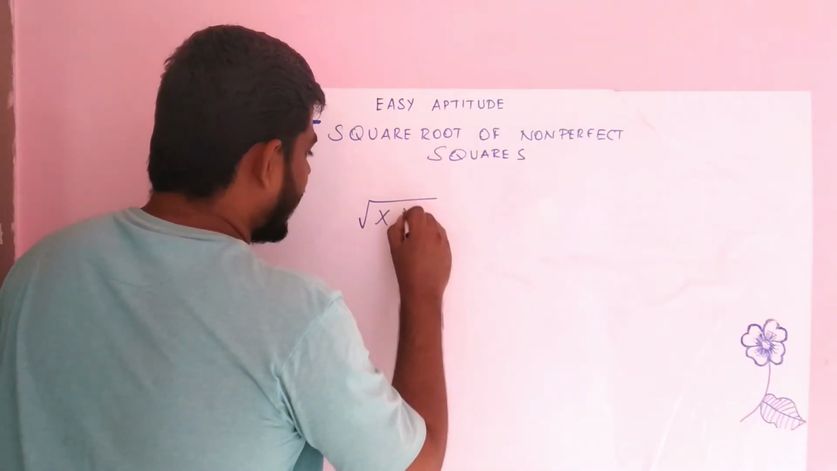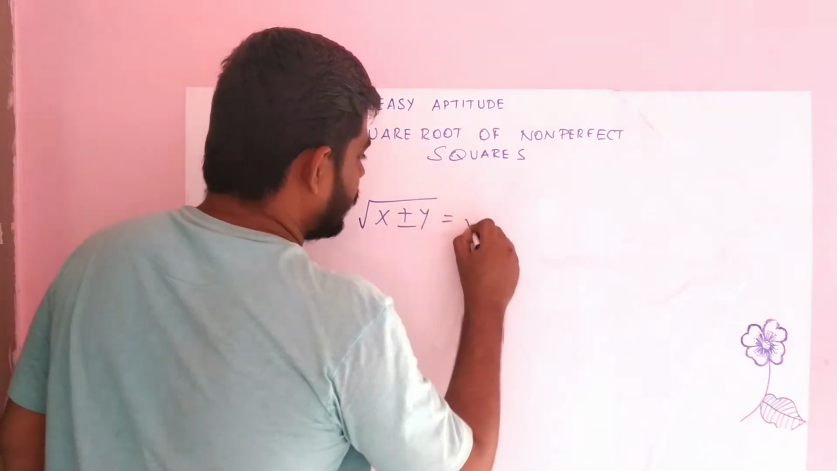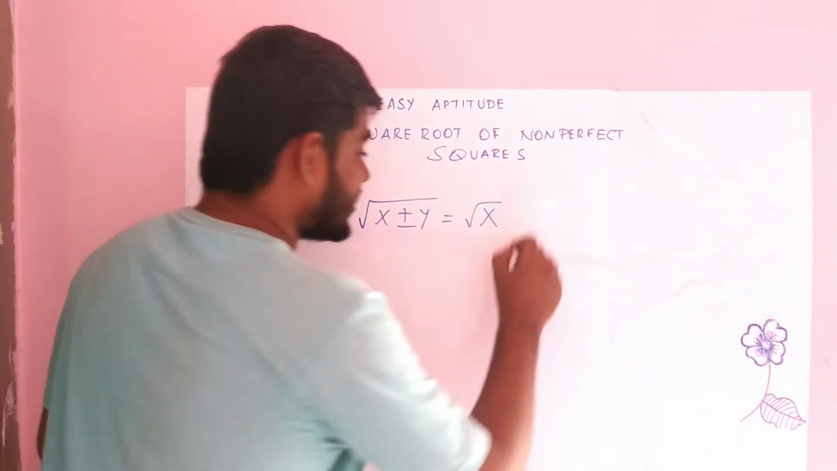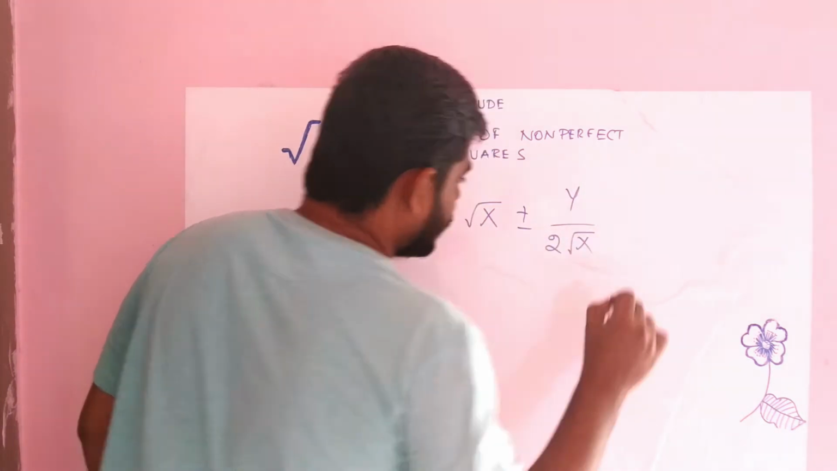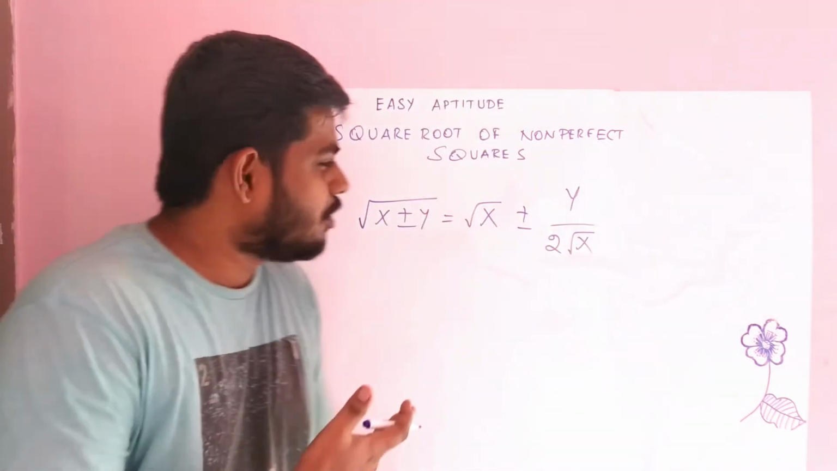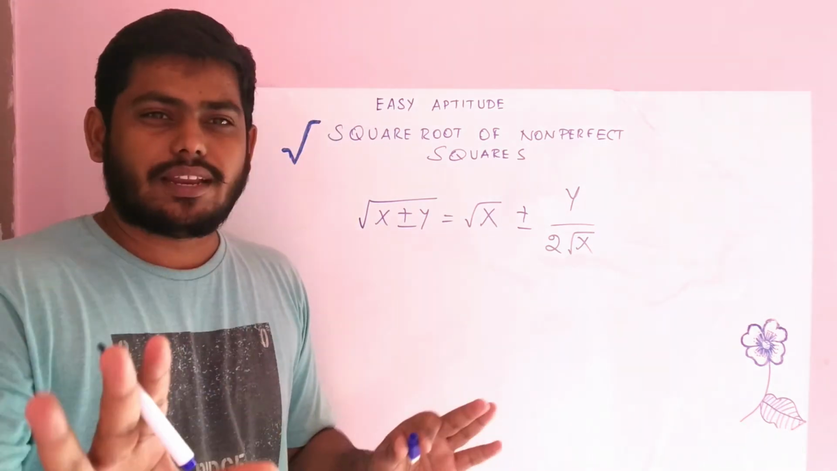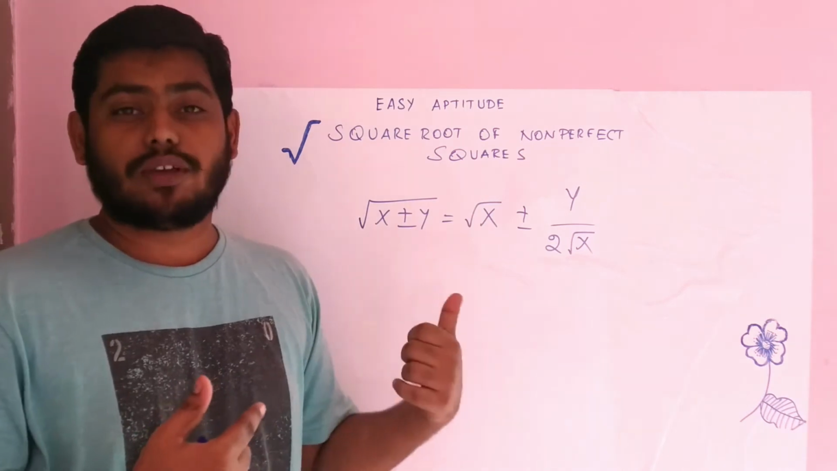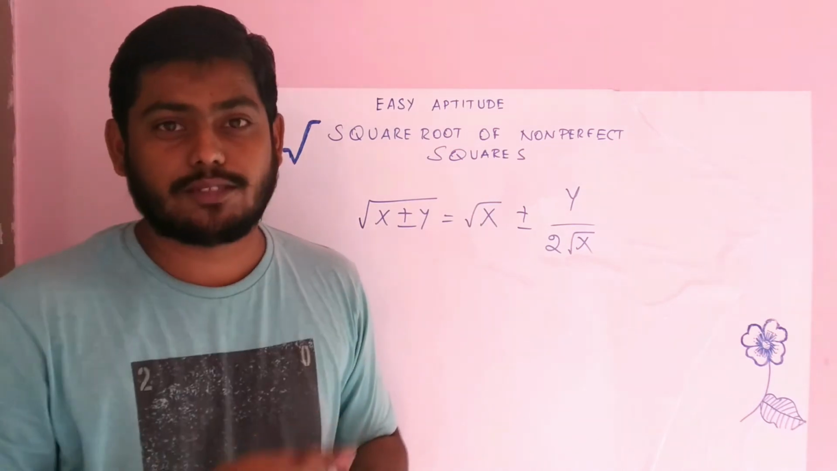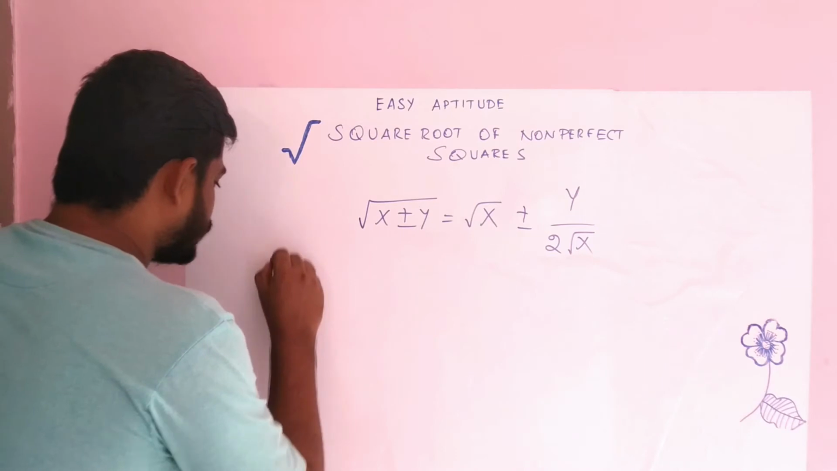Square root of x plus or minus y is equal to square root of x plus or minus y divided by 2 times square root of x. What is this? This looks too weird, right? Don't worry. Now I'll tell you how this is going to be helpful for us to take the square root of non-perfect squares. Okay, so let's take square root of 9.